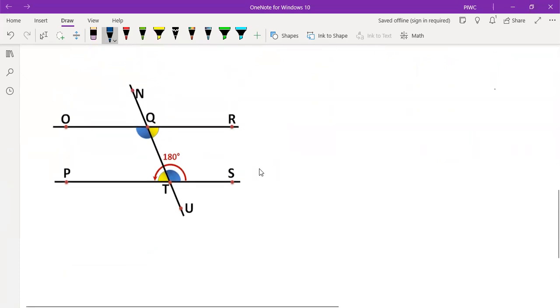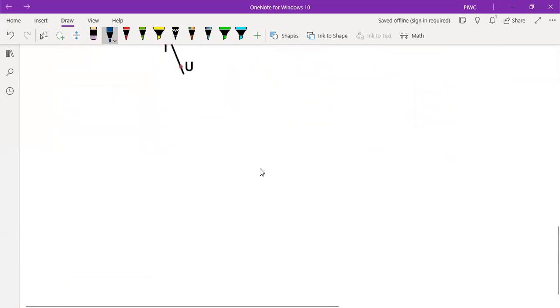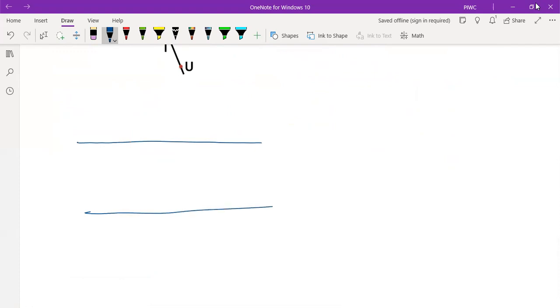So with this in mind, let's practice on a few questions. Let's assume that I have two parallel lines and a transversal. If this angle is 60, let's find this angle x. What will angle x be?